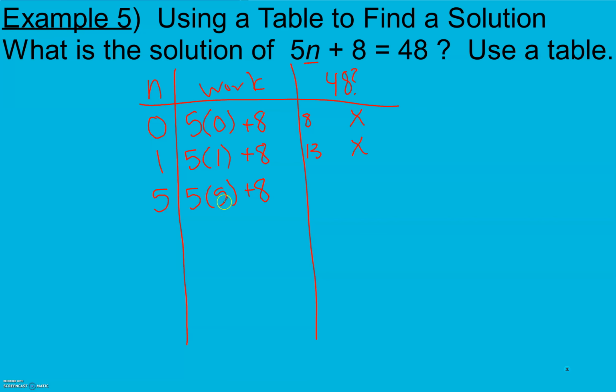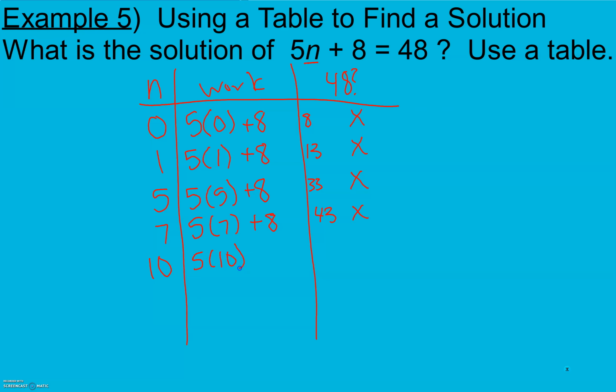5 times 5 is 25, plus 8 is 33. We're still not there, but we're closer, so we know we're going in the right direction with our n values, but we still have a little bit of ways to go. Let's try 7. 5 times 7 plus 8. 35 plus 8 gives me 43. Still not there yet, but we're still heading in the right direction. Let's try 10.